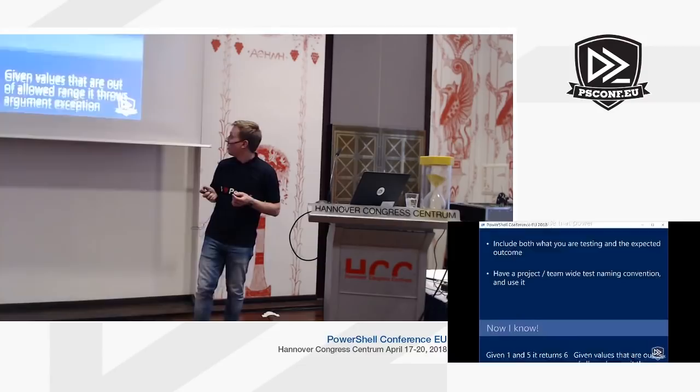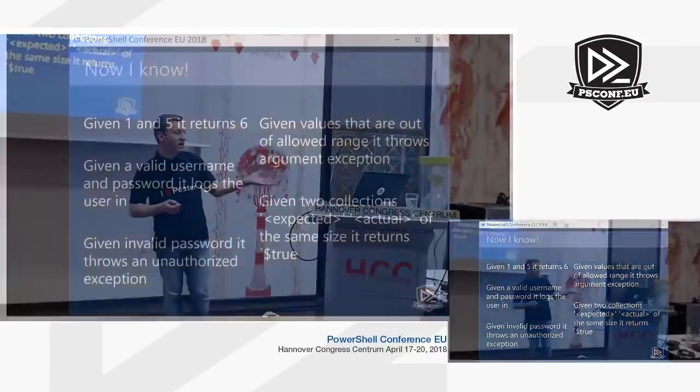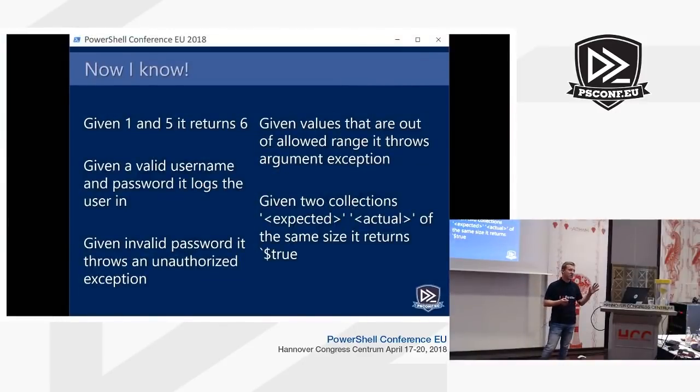And if you can, have a naming convention and use it. So sometimes I name tests like this. This is shortened because I want it to fit on the slide. So I say, given 1 and 5, it returns 6. From that, you can guess that I'm probably writing an addition function, the canonical example of testing. Given invalid password, it throws an unauthorized exception. That's great because you know there's a wrong password, this is the exception that we expect, this is what should happen. The last one is good.